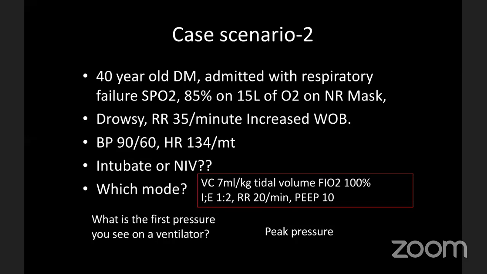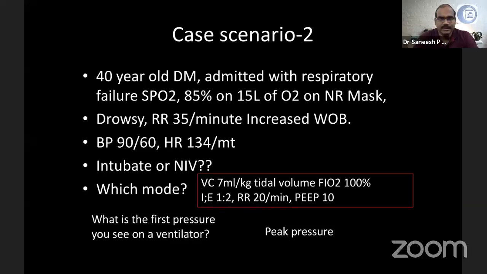So the patient is drowsy with hemodynamic compromise. So better to intubate. Okay. So not much margin, because the patient is already drowsy and hypoxemic, you may lose the sensorium, you don't get enough time to experiment with an NIV trial, I think. So we can go for invasive mechanical ventilation.